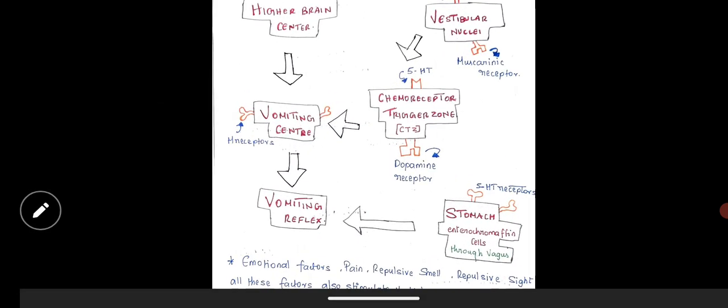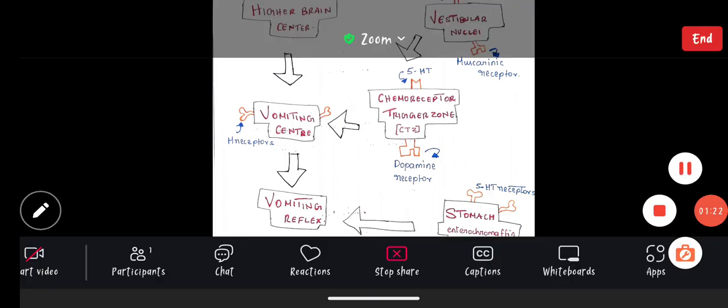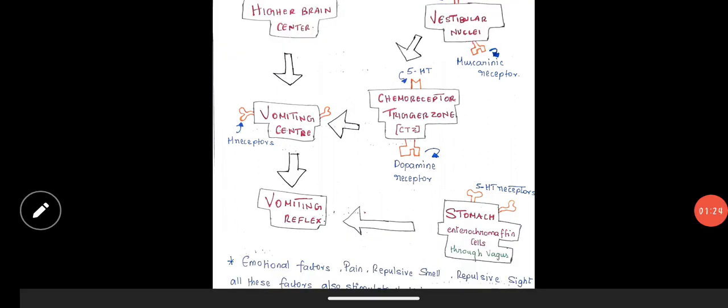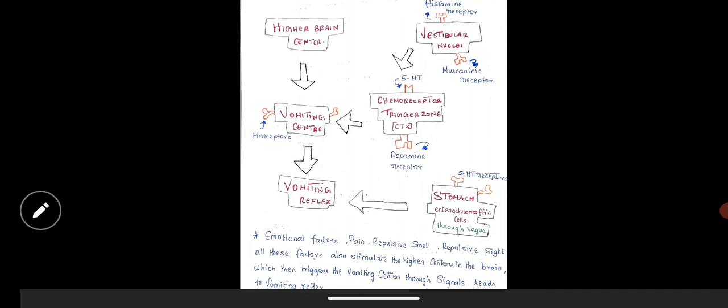So when cytotoxic substances stimulate the chemoreceptor trigger zone, the signals are transmitted through the dopamine receptors and 5-HT receptors to the muscarinic receptors present in the vomiting center, and hence the vomiting reflex takes place. Okay.